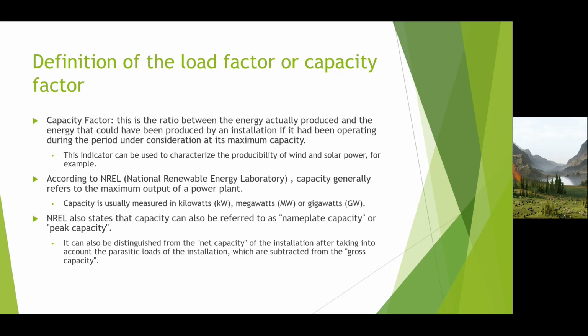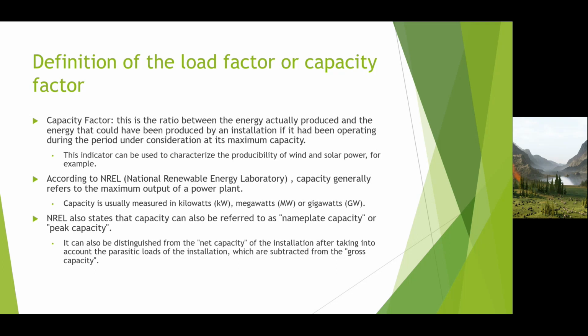The capacity factor is a ratio between the energy actually produced and the energy that could have been produced by an installation if it had been operating during the period under consideration at its maximum capacity. This indicator can be used to characterize the producibility of wind and solar power, for example.